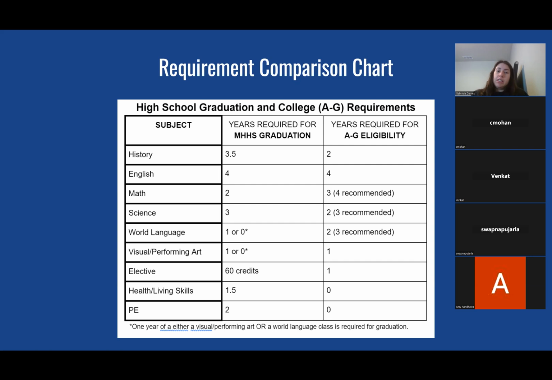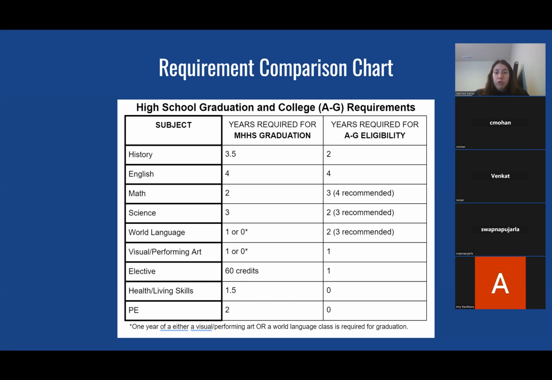What you will notice is that a lot of times with the graduation requirement, you will get the A to G eligibility within that. Now, there are some instances. Like I mentioned, math before: 2 years of math is required for a Mountain House High School graduation. However, you need 3, and 4 is recommended for A to G. Science, you need 2 years for A to G, but 3 is recommended. However, our graduation requirement is that you take 1 year of a life science and 2 years of a physical science. So you'll hit 3 years just by hitting our graduation requirement.